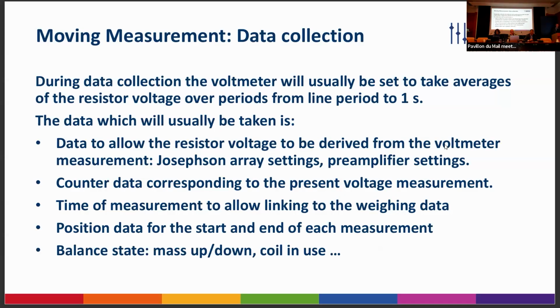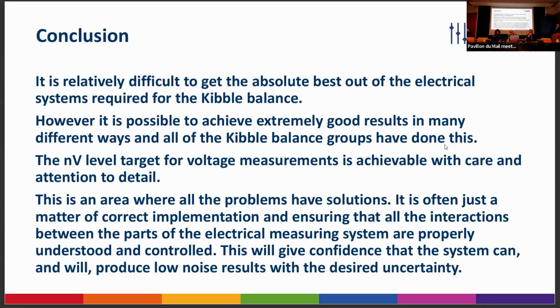Data collection on the moving measurement is pretty obvious. Again, Josephson array settings, you need to collect the counter data that goes with the voltage measurement, time of measurement, and position data for start or end of the measurement. The balance state again. So there's more data coming in on the moving.